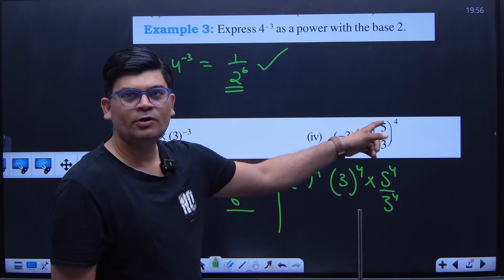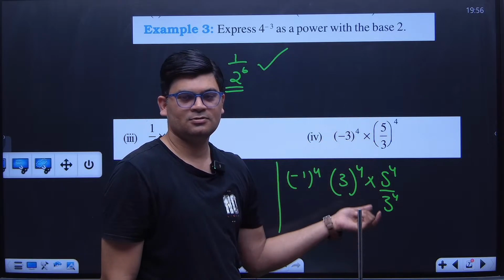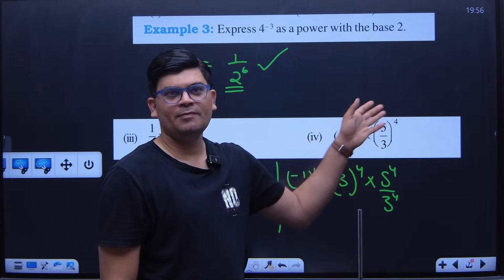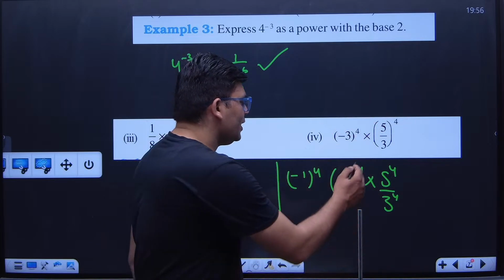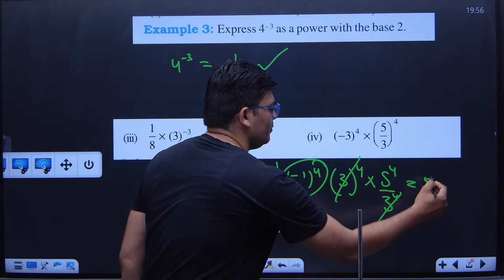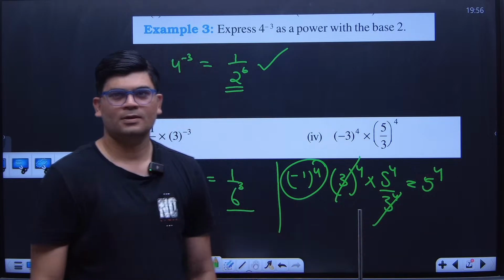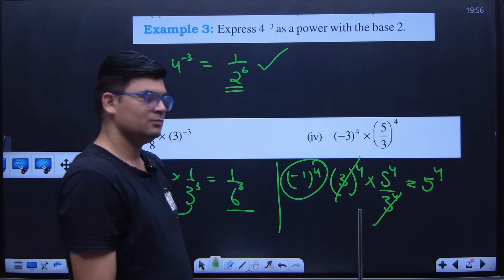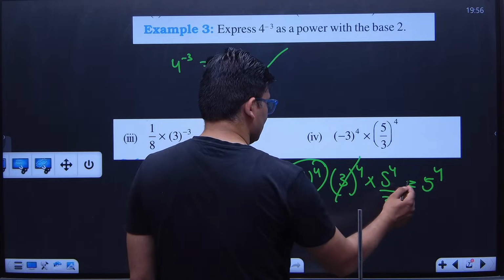You can break this down using the law of exponents like this. If the power is same, you can break it down. So this will get cancelled out, my dear. This is going to be 1 only. So the answer will be 5 raised to the power 4. Simple.